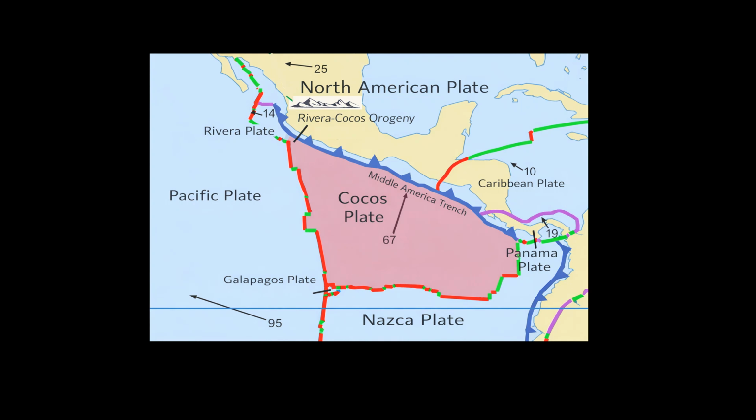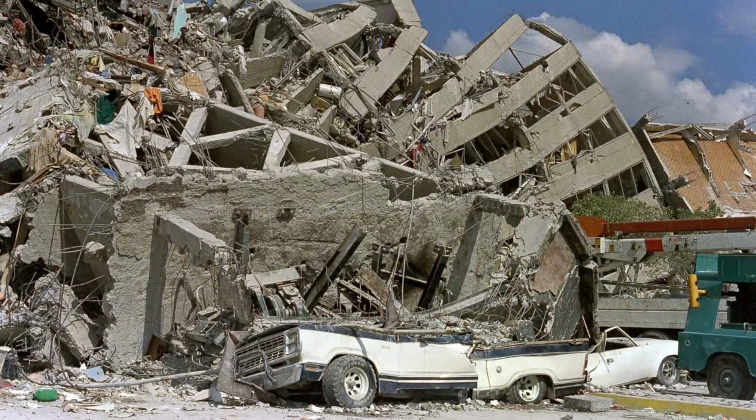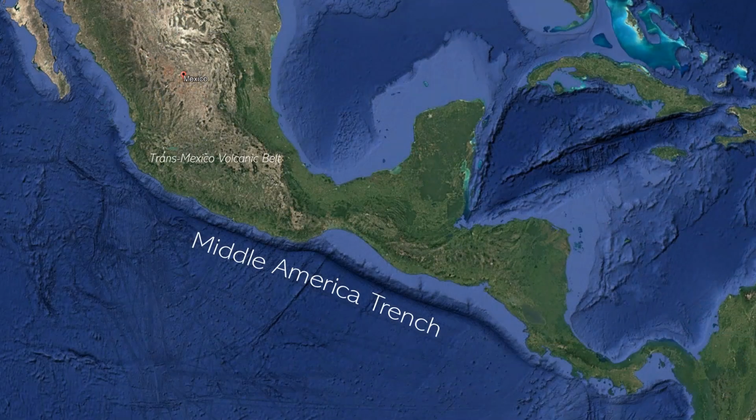This subduction zone has formed the Middle America Trench and the arc of volcanic mountains known as the Trans-Mexico Volcanic Belt. By the way, devastating earthquakes in Mexico City in 1985 and Chiapas in 2017 show that this subduction is ongoing. This topographic image from Google Earth clearly shows the Middle America Trench along the southern Central American coastline, as well as the mountains of the Trans-Mexico Volcanic Belt.